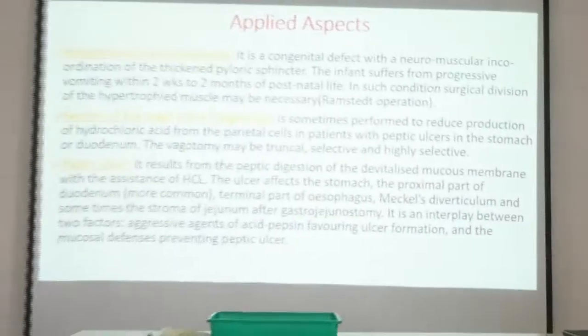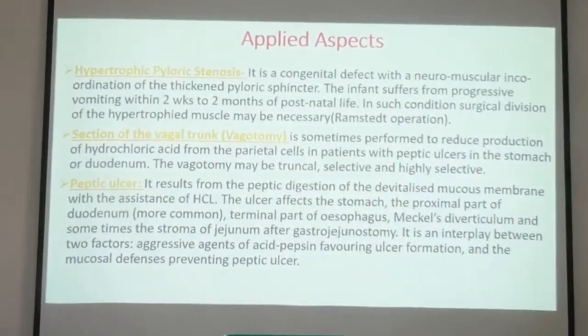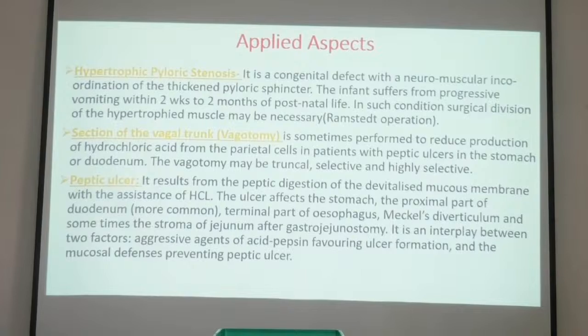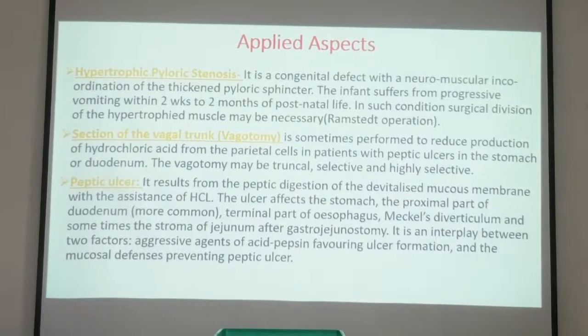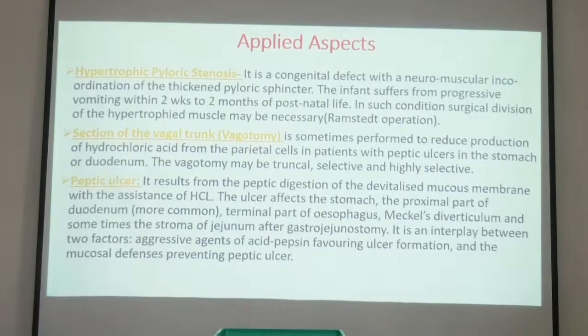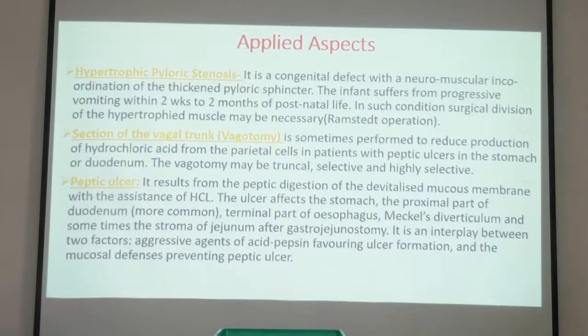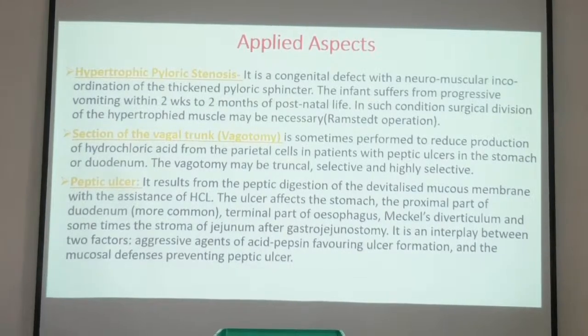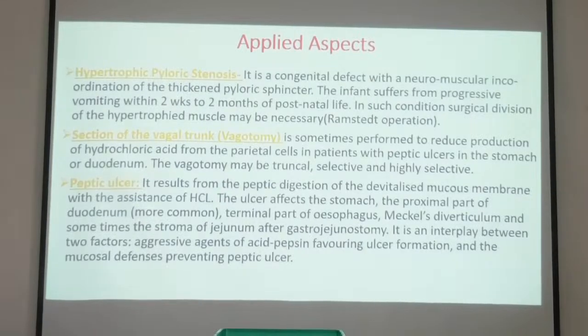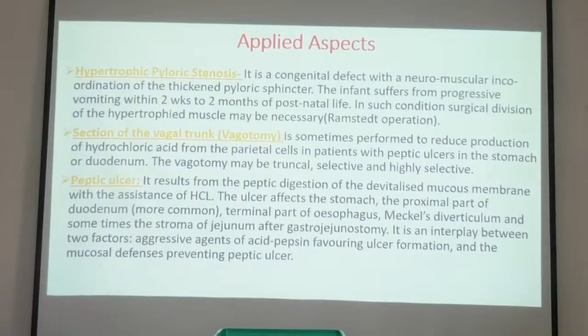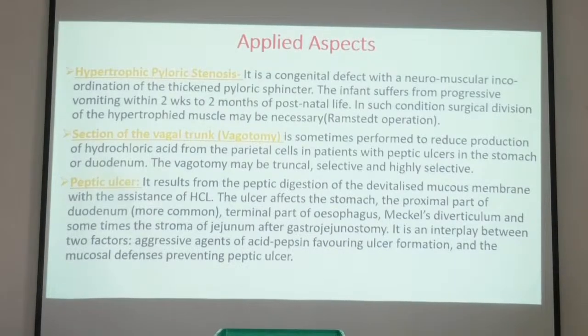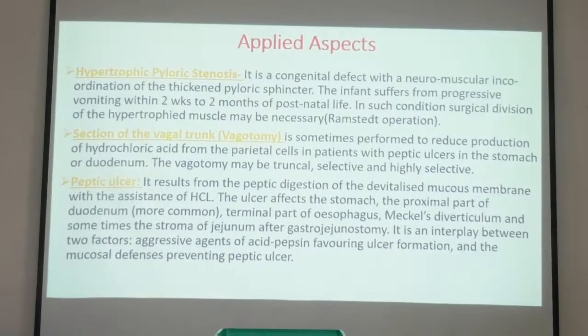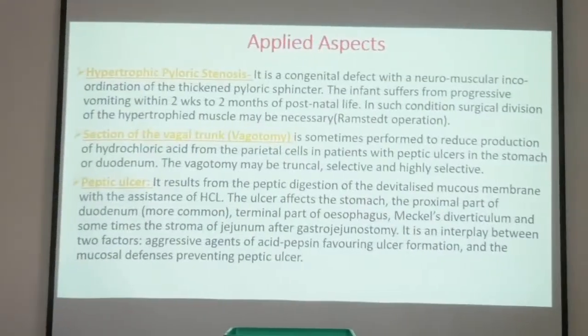Vagotomy may be truncal vagotomy, selective vagotomy, and highly selective vagotomy. Different types are there. You have to learn these types during surgery. Okay. Next is peptic ulcer. Truncal means the main vagal trunk is cut, anterior trunk or posterior trunk. Then from there some branches are there, branches of Latarjet they are called. If they are cut, it is known as selective vagotomy. And highly selective, only the highly secretory area, the vagal branches supplying those areas are cut. That is highly selective vagotomy.